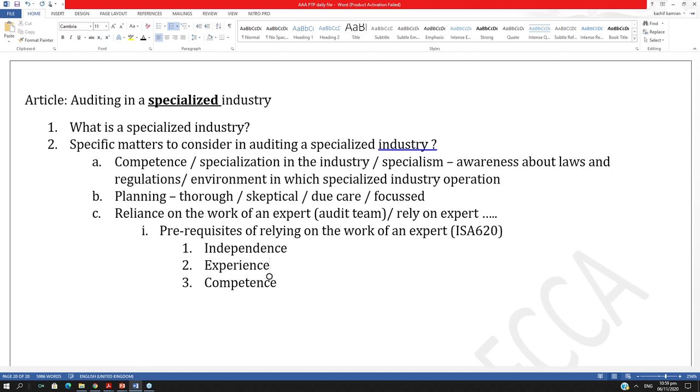So are these the same prerequisites you apply on the work of the internal auditor? Are these the same prerequisites you apply on the work of the internal auditor, even in the exam paper?